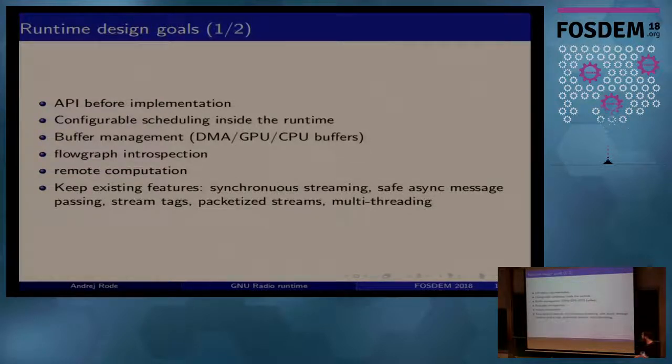So there was already some work done back in 2013, which didn't come into the core, unfortunately. Also have some more flow graph introspection, and with that also remote computation. So those two are also pretty close together. If we get better introspection, we can also have more scheduled offload to other blocks and have this cross network communication basically going.